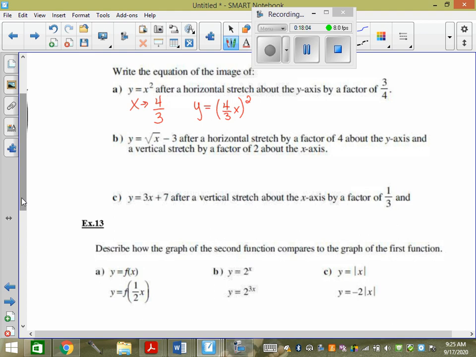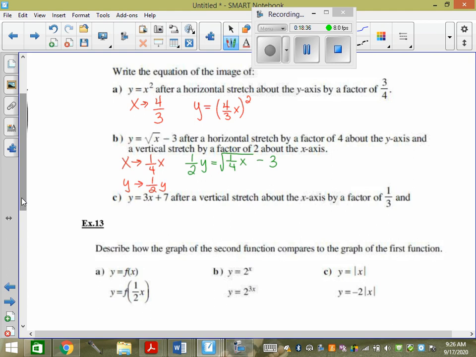The next one is y equals square root x minus 3 has a horizontal stretch by a factor of 4, so x is going to be replaced with 1/4 x, and a vertical stretch by a factor of 2, so y is going to be replaced with 1/2 y. So let's do some replacing and then moving. So we're going to get 1/2 y equals the square root of 1/4 x minus 3. We agree?